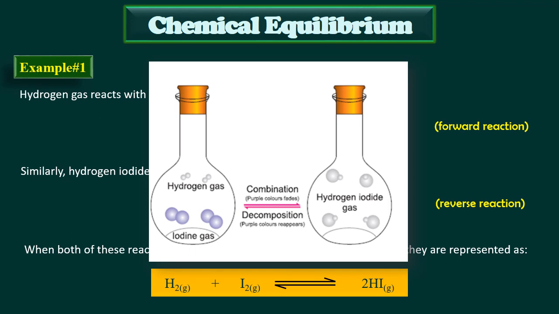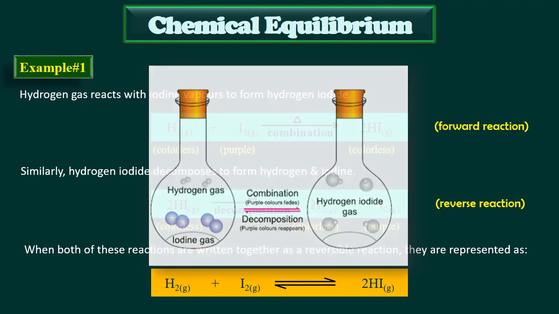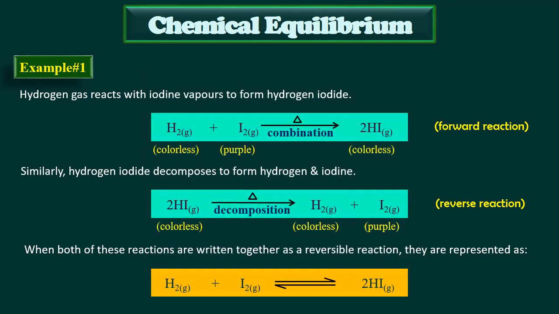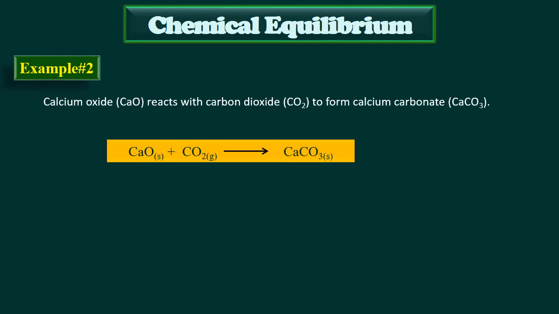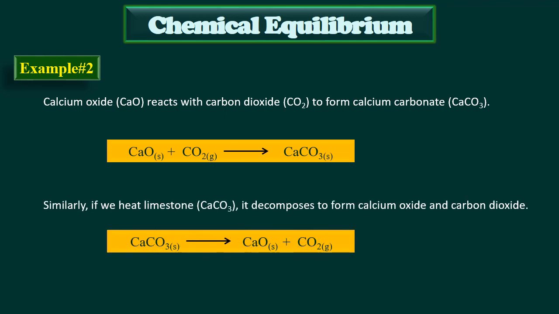You see, a combination reaction is that reaction in which two or more reactants combine to form a single product, whereas a decomposition reaction is the opposite of combination, during which a single reactant breaks up into two or more products. Consider another example. Calcium oxide reacts with carbon dioxide to form calcium carbonate. Similarly, if we heat calcium carbonate or limestone, it decomposes to form calcium oxide and carbon dioxide. So the first reaction is combination, while the second is a decomposition one.